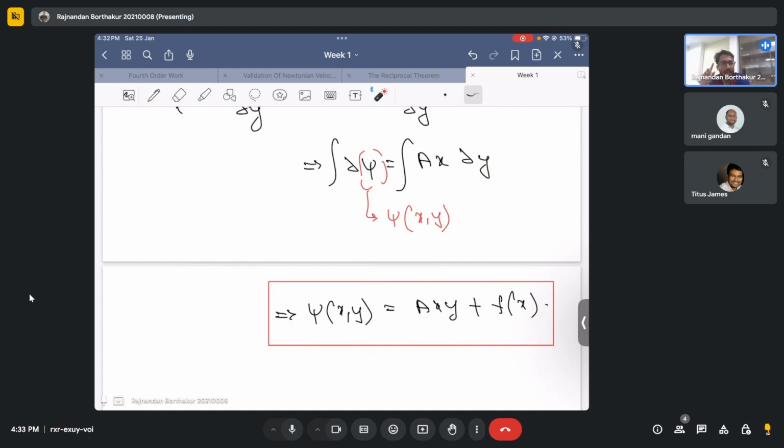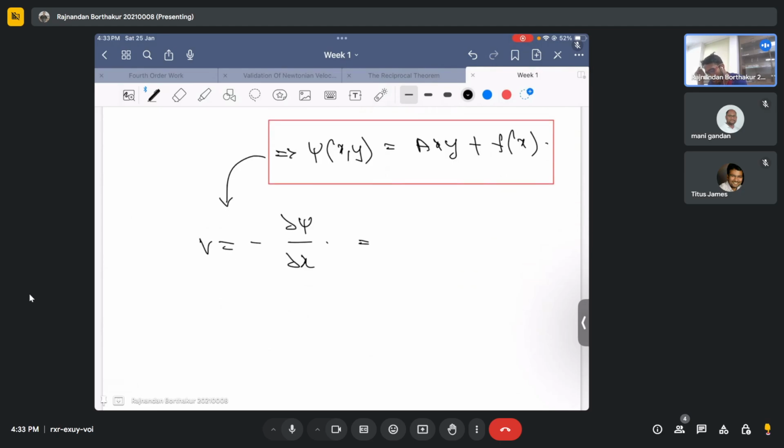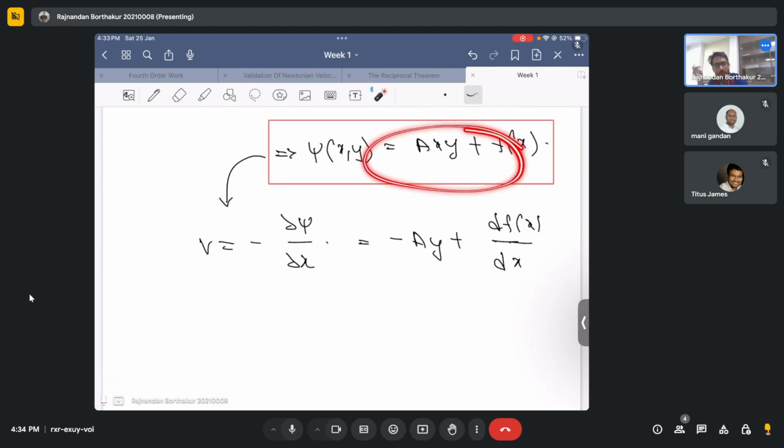For that, we'll take the help of the y direction velocity. If we calculate v from this definition of psi, v is minus del psi by del x. If I do this, it becomes minus ay plus df of x by dx. Just differentiate this with respect to x. That's it.